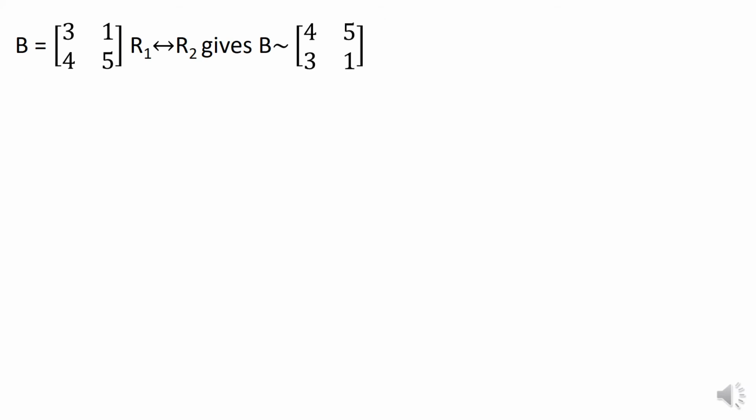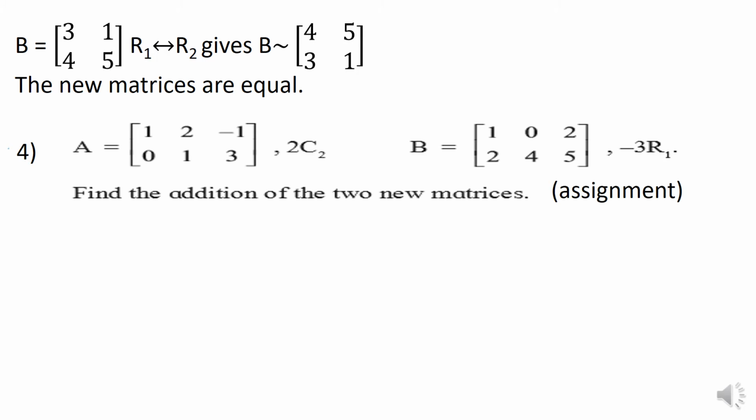Also, B is the given matrix. R1 interchange with R2 gives us the equivalent of B. Now when we observe both the two new matrices, we observe that both of them are equal. That is our conclusion over here. The next sum can be done as an assignment in your notebook.